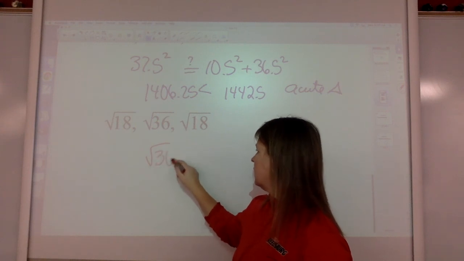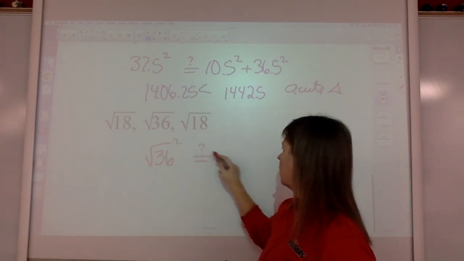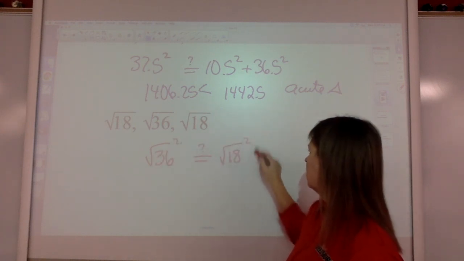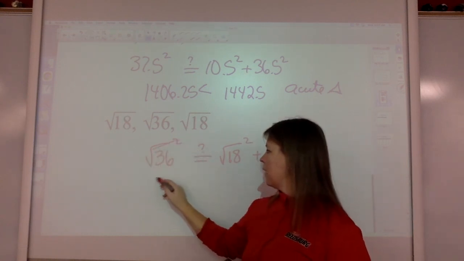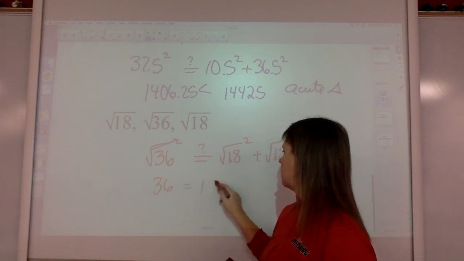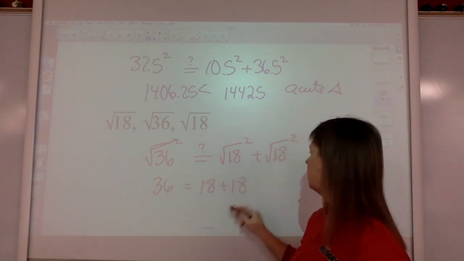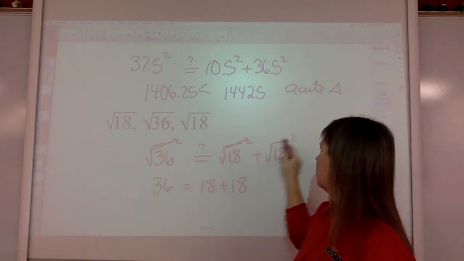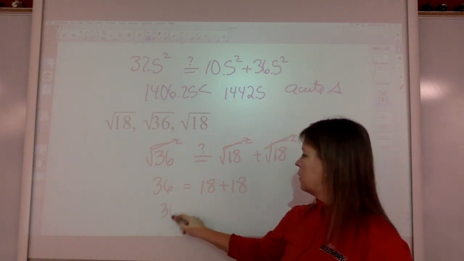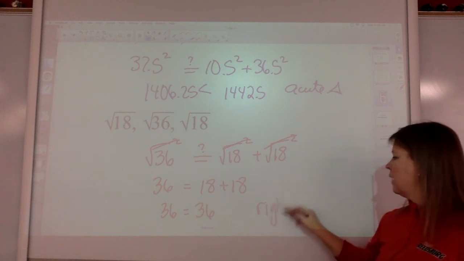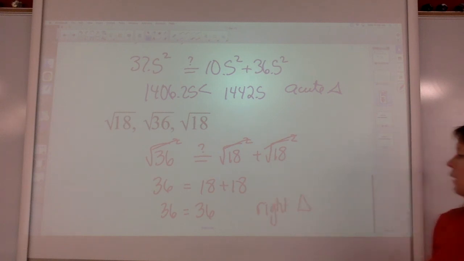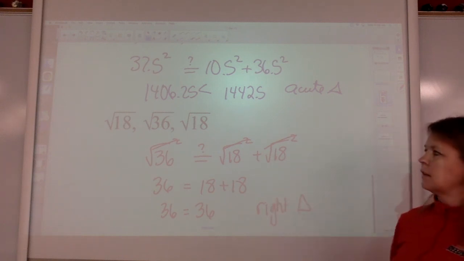We're going to take C squared, compare it to A squared plus B squared. You can do this math if you want. How is 36 compared to 18 plus 18? Or 18 square root 36 equals 36. It is a right triangle, and we also happen to know that it is isosceles also.